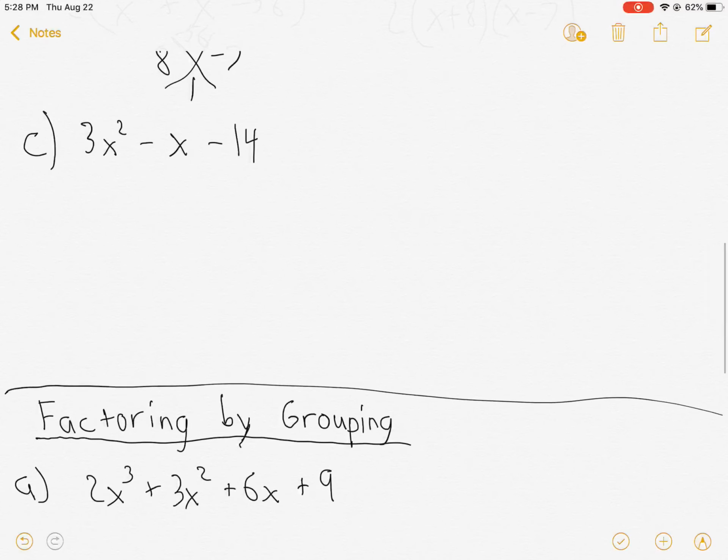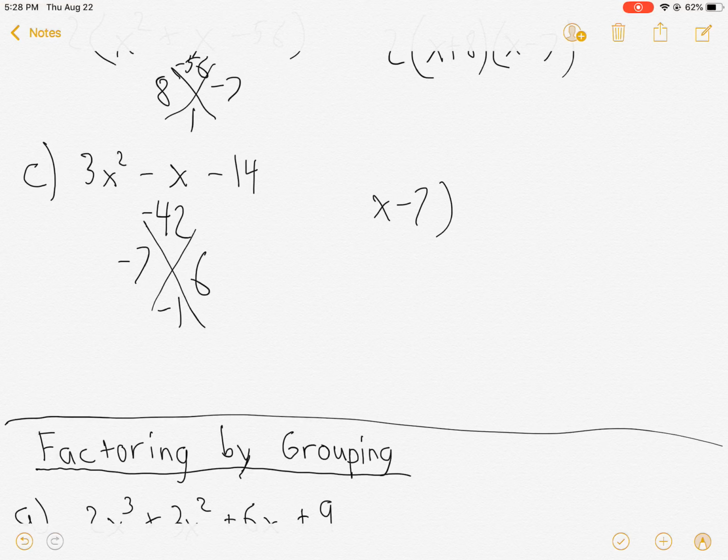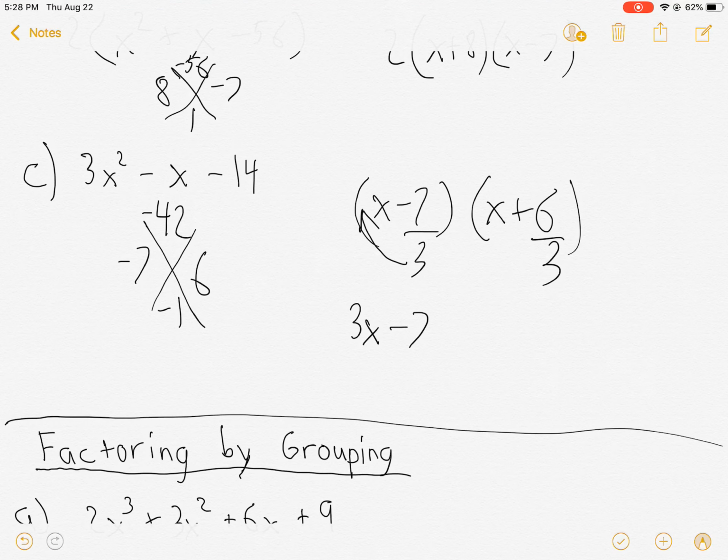On this last one, I've got an a value, but I can't pull it out because everything doesn't divide by 3. So 3 times negative 14 is going to be a negative, and it's also going to be 42. So I'm looking for two numbers that multiply to negative 42 but add to negative 1. That would be a negative 7 and a positive 6. So I've got an x minus 7 and I've got an x plus 6. I'm going to divide each of these by 3, and that means that I would have a 3x minus 7 and then an x plus 2.